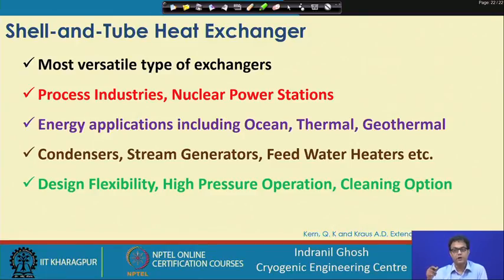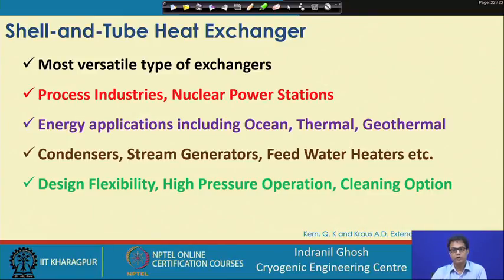We have different types of heat exchanger geometry possible, which we will discuss. The advantage lies not only in the design flexibility; it also gives us a good opportunity to use fluid streams where the pressure is very high. And as I told you, the cleaning option is another big advantage of this particular type of heat exchanger.